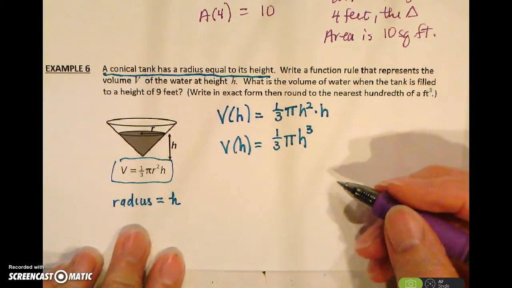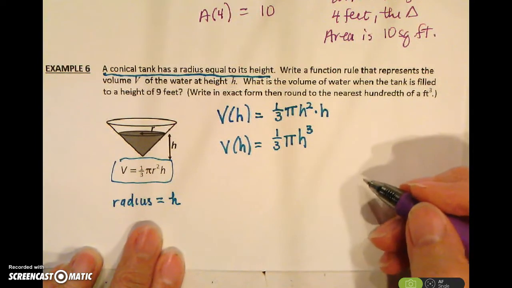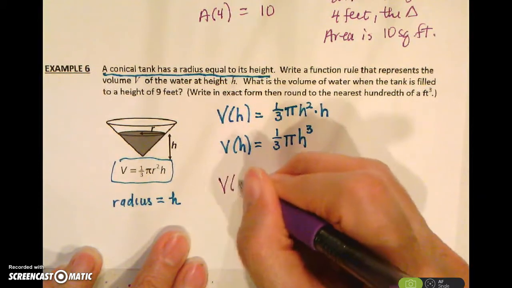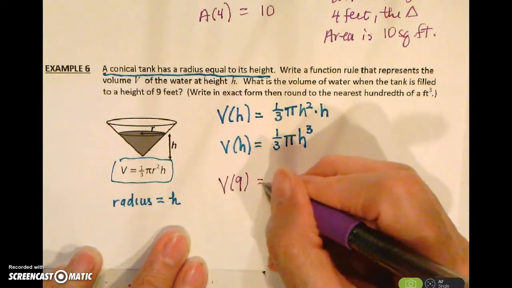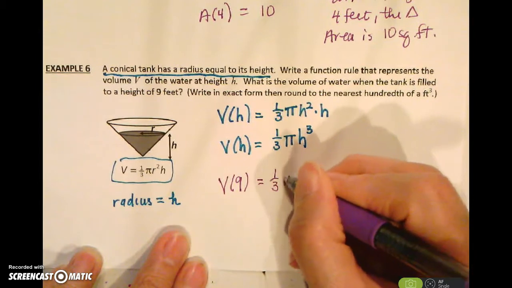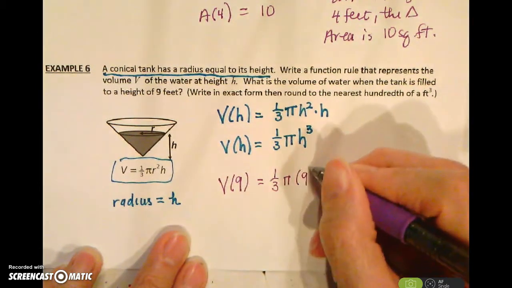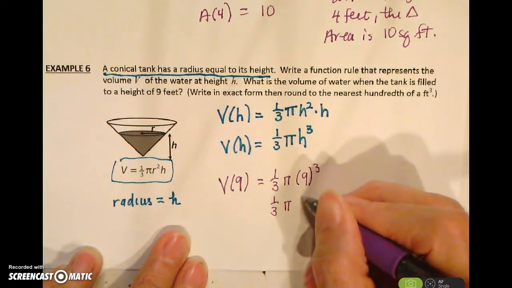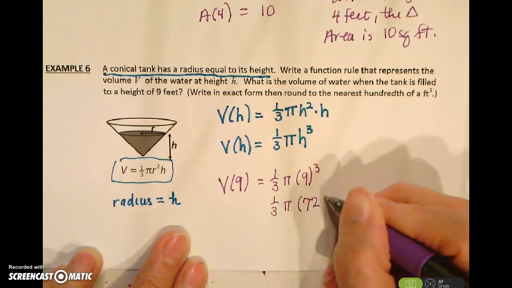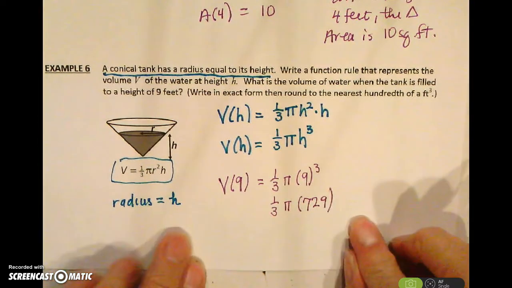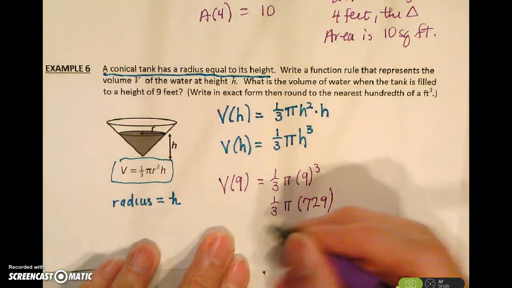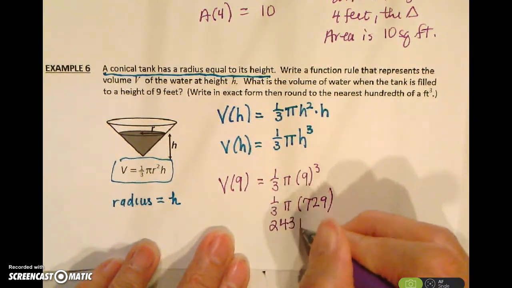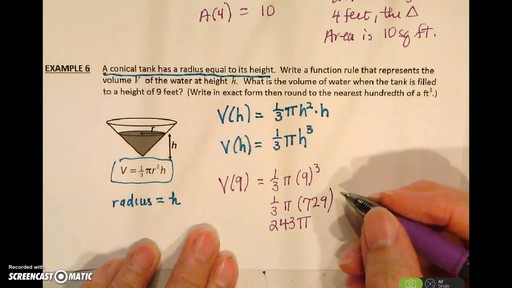So now we want to calculate the volume for a height of 9 feet. So we want to find the volume at 9 feet. That's going to be equal to 1/3 pi and then 9 raised to the third power. So 1/3 pi times, I'm using my calculator now, 729. I don't have that memorized. Then 1/3 of 729 is going to be 243 pi. And you can use your calculator.